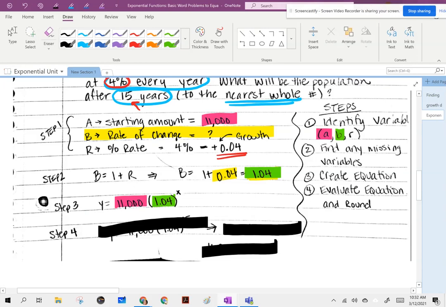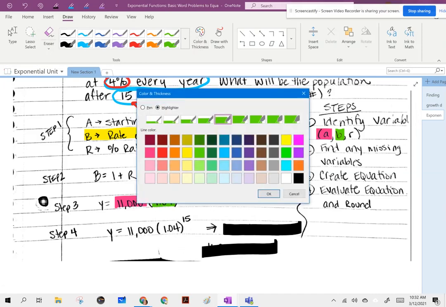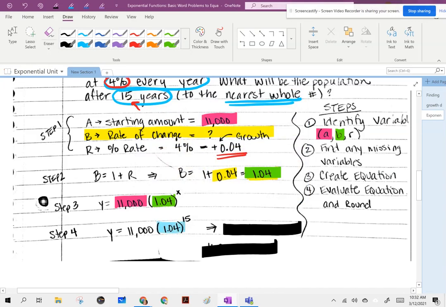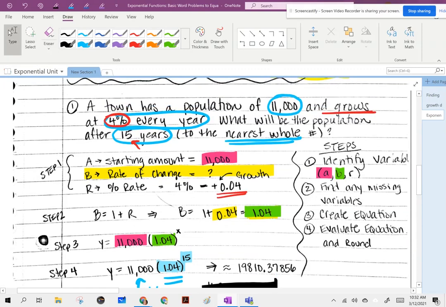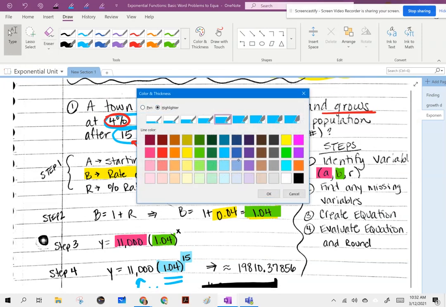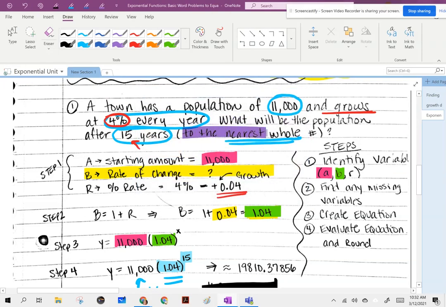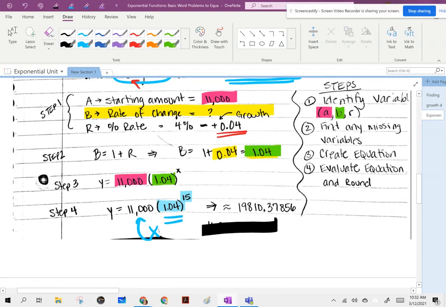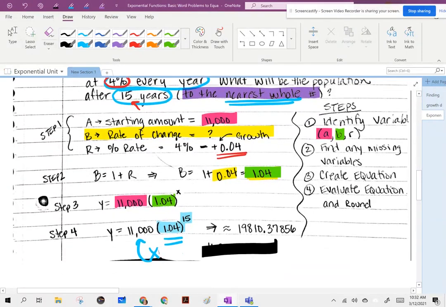So in this case, I'm going to use a calculator. I need to do order of operations first. So when you do that, you are going to calculate this number first, and then you are going to take that number and multiply it by 11,000. So when you do that, you get this number. Please make sure that you're getting that number in your calculator. And then it did say in the directions to round to the nearest whole number.